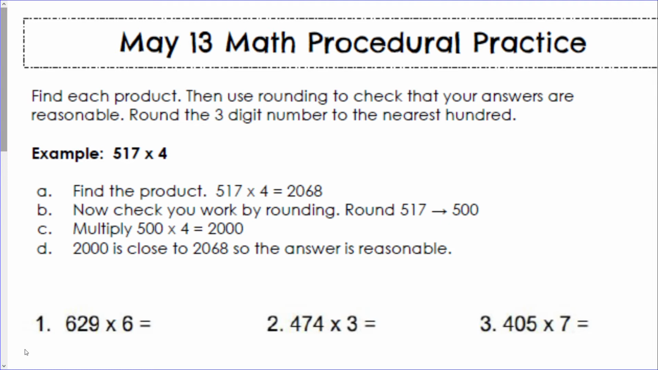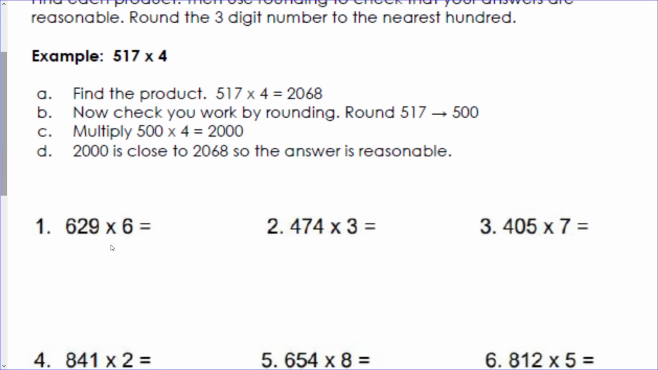Today, don't freak out. It looks very complicated and very big. I know we haven't done these before, so we're going to just take it step by step. First it says find each product, then use rounding to check your answer to make sure it's reasonable. You know how to round. I'm not going to worry about that. What we're going to worry about is just how to find the product, starting on number 1.